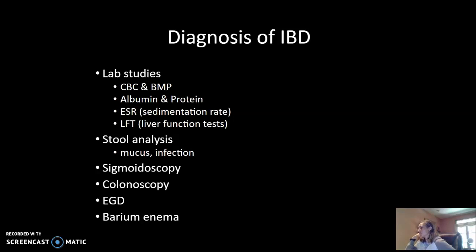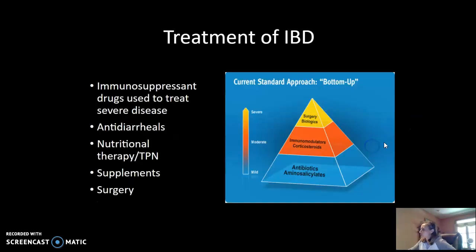We may do a sigmoidoscopy, which just looks at the sigmoid colon, or a colonoscopy, which shows us the entire colon. An EGD, that's an upper endoscopy, will show us the esophagus and what's going on in the stomach. And then a barium enema will show us the mucosal patterns and will tell us the depth of the disease. Because remember, Crohn's disease is full thickness, and ulcerative colitis is just the mucosa and submucosa. So that might help us differentiate between the two.